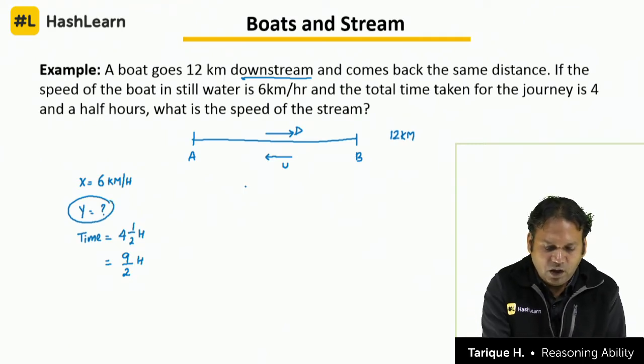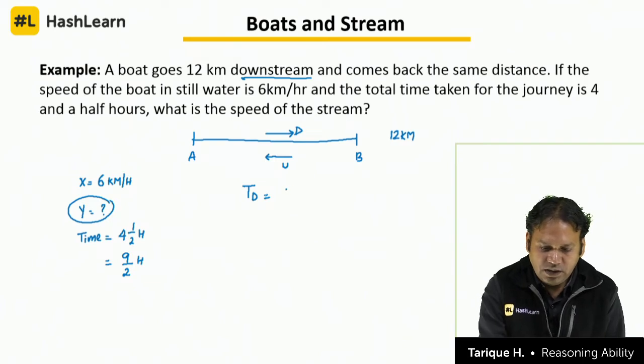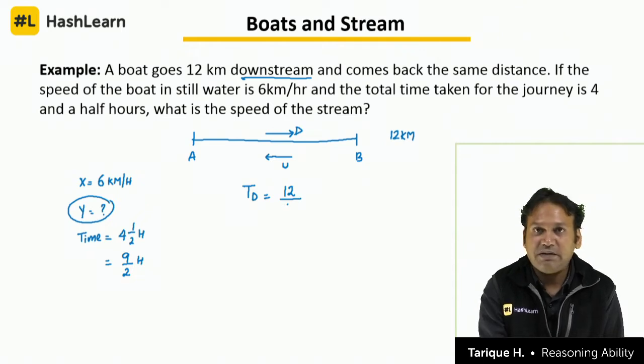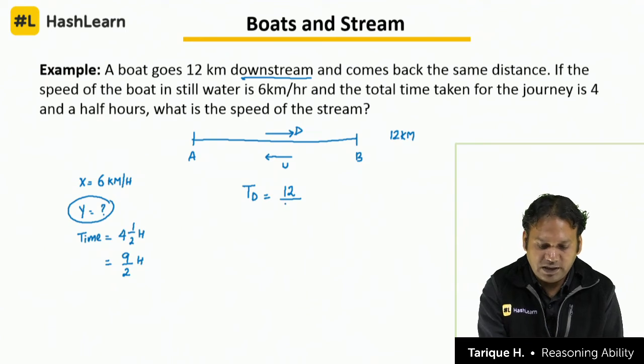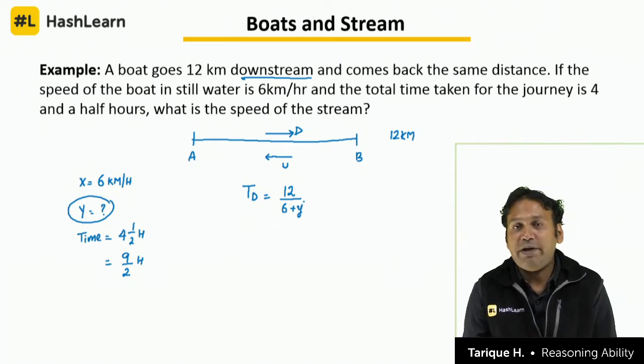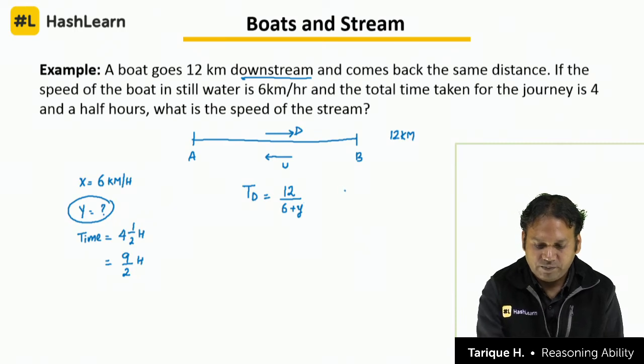Let us say, how much time will the person take to go downstream 12 kilometers? Time is equal to distance by speed. So, what is the distance here? 12. And what is the speed? X plus y. While going downstream, the speed is x plus y. What is x here? 6 plus y. We don't know what is y. So, time taken to go downstream is 12 upon 6 plus y.